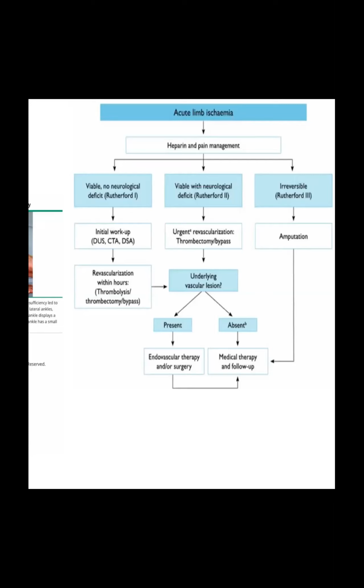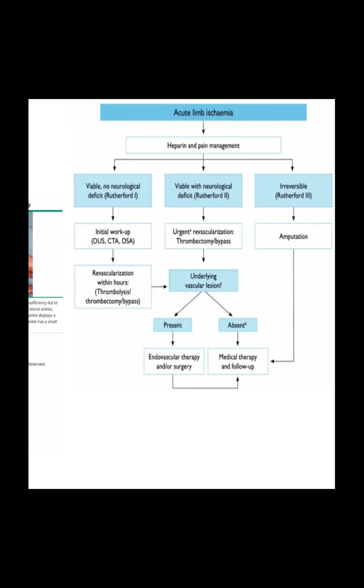Viable with neurological deficit means what? Pulse absent but viable. We have to do thrombectomy or bypass by doing CT angiography. Is a vascular lesion present or absent? If the vascular lesion is present, we have to do bypass or endovascular therapy. If the vascular lesion is not present, we can give only medical therapy. What is a vascular lesion? It means stenosis.